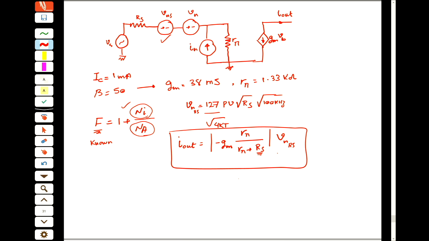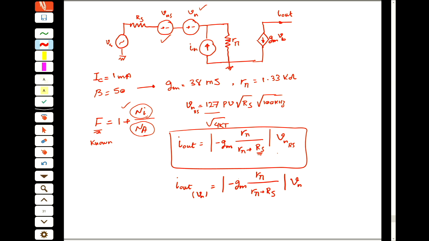And then for the other two sources, the first one, which is this Vn, exactly like the VN of RS, the gain of this one is again this value. So the I out of Vn equals again minus Gm r pi divided by r pi plus Rs, times Vn. Clear?